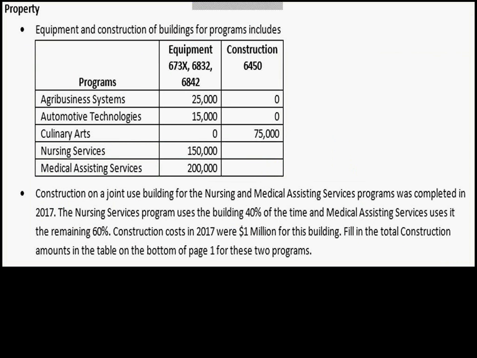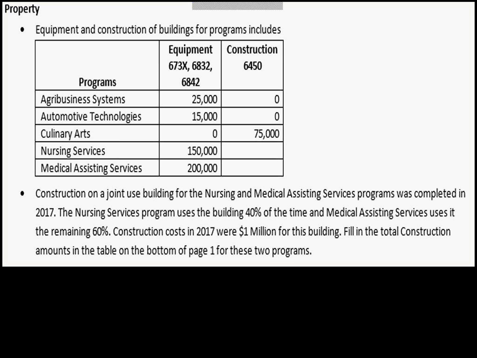Now I'll turn it over to Amanda to go over property. We're moving to property next, even though on your green sheet it's not the next column, but as I talked about earlier, property was the next greatest percentage of vocational and career and tech ed costs. So we're going to move to property next.